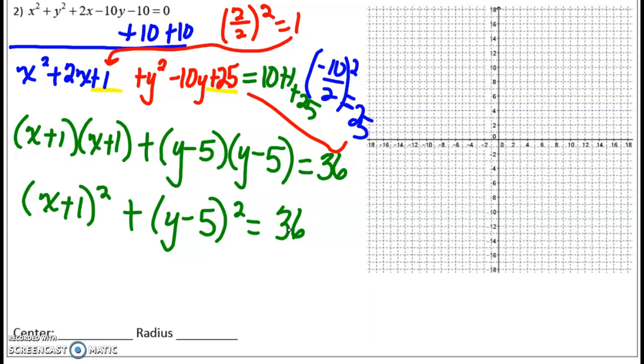Okay, and when I look at this, I'm hoping that I can easily find the center, and the center looks like it's going to be negative 1, 5. And the radius is going to be the square root of 36, so it would be 6. And then I can easily graph that. So I'm going to go negative 1 and then up 5. And I'm going to count 6 in each direction.